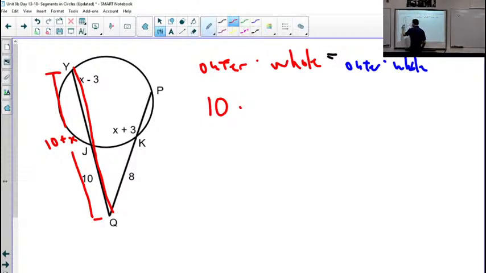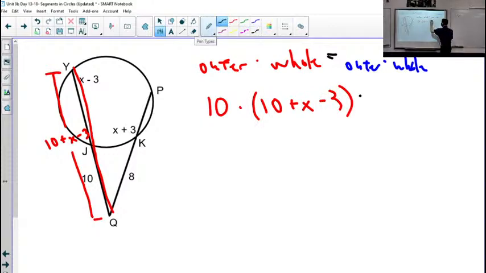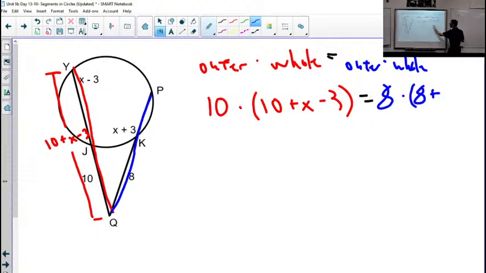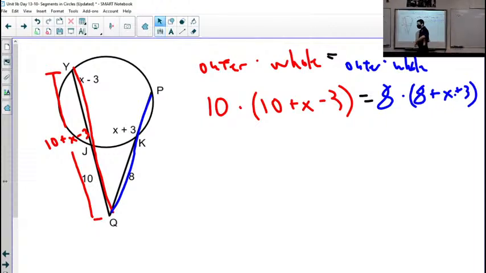We're going to add them together, combine them together. So 10 plus x minus 3. That's on the left side. And then on the right side, for my blue segment, I'm going to do the same thing. My outer is 8, and my whole thing is not x plus 3. That's not the whole thing. The whole thing is that I take the 8 on the outside and add the x plus 3 that's on the inside. And that is my entire segment.